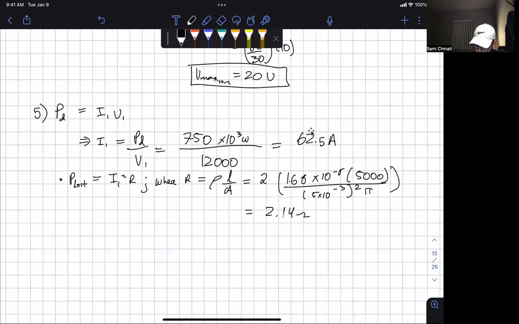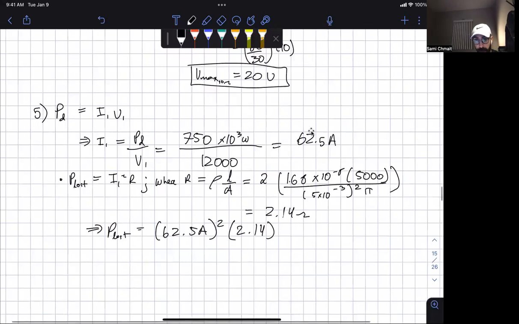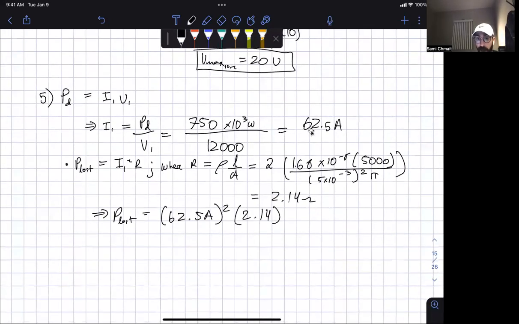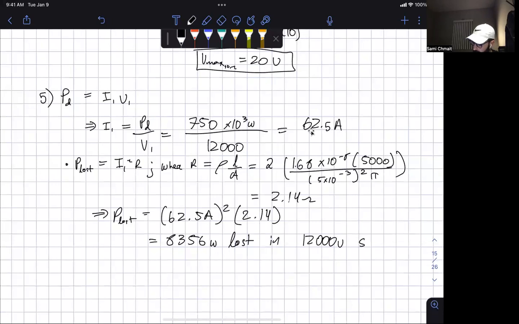We can now calculate P lost, which is equal to the current in that iteration squared multiplied by the resistance we just calculated. And now we can calculate how much is lost in that 12,000 volt scenario. That's equal to 8,356 watts lost in the 12,000 volt scenario.